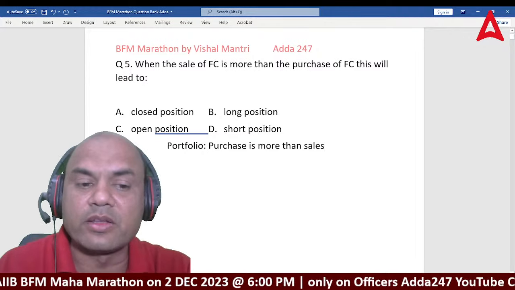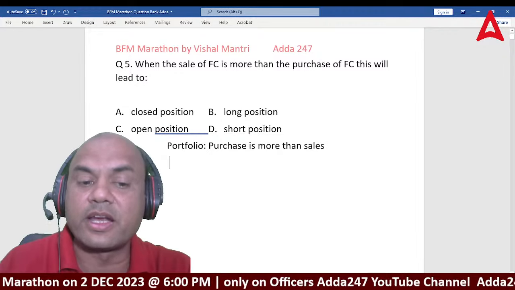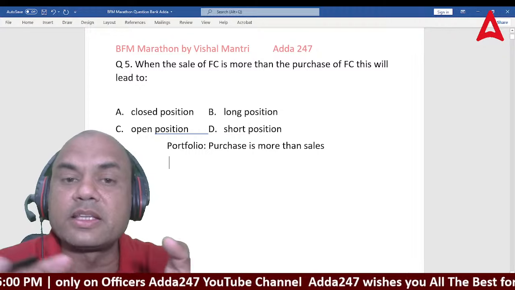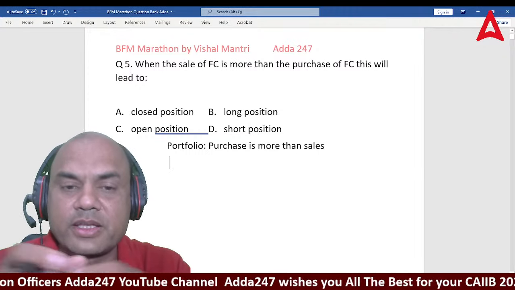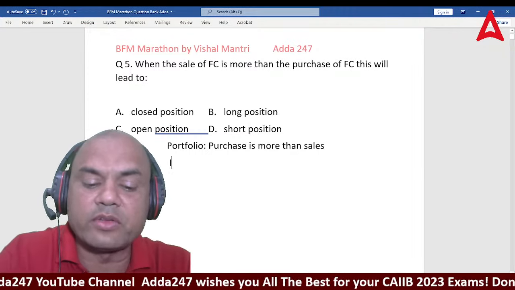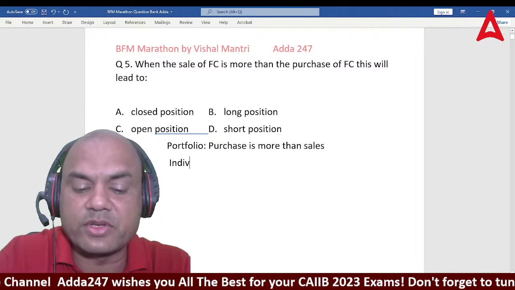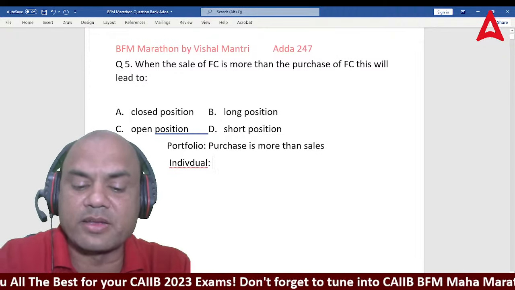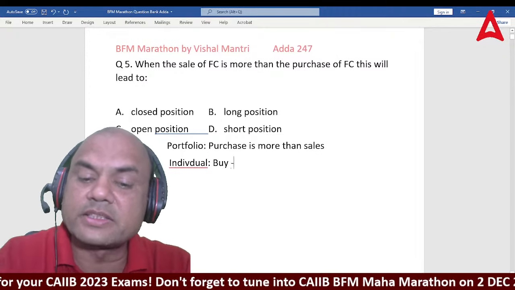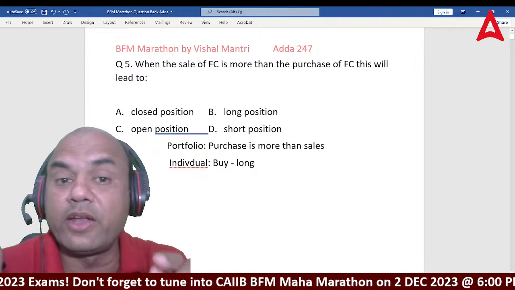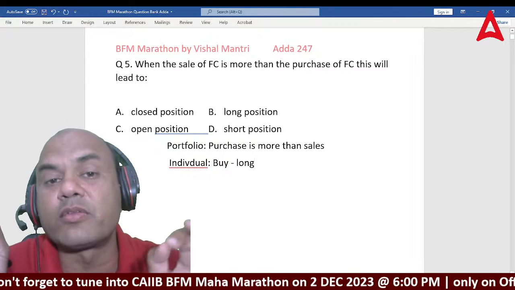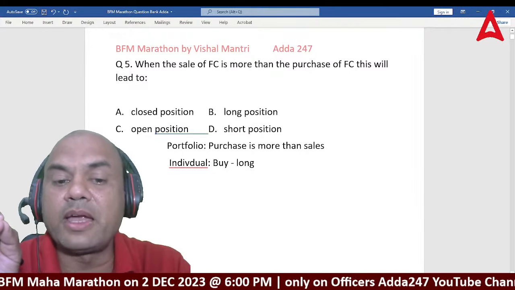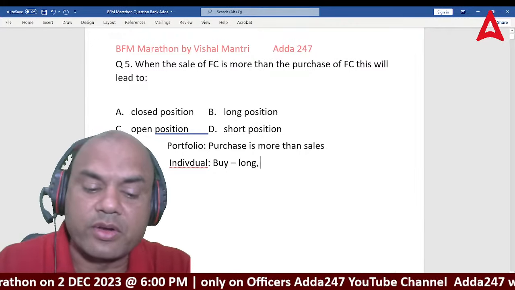And for an individual, what is long? Suppose a dealer in the treasury. For an individual, what is long and short? Suppose I buy any share, then it is long. Keep it that simple. For an individual, I am talking about one share, one bond, anything. When I buy, it is long. When I sell, it is short.